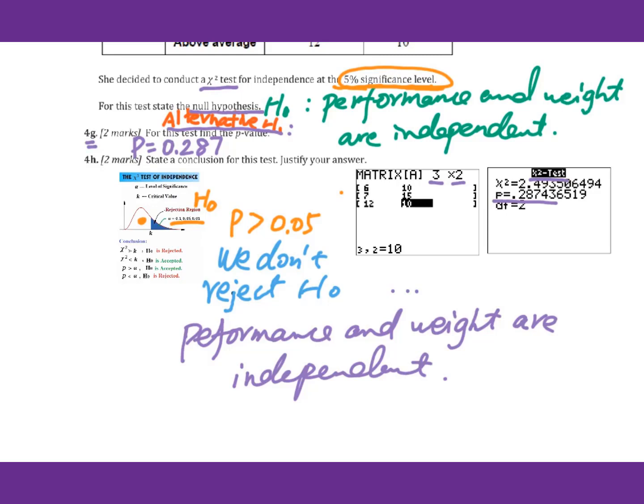When you compare P with the significance level, if it is greater than this area, it falls outside of this area. If less than this area, it falls into this rejection area.